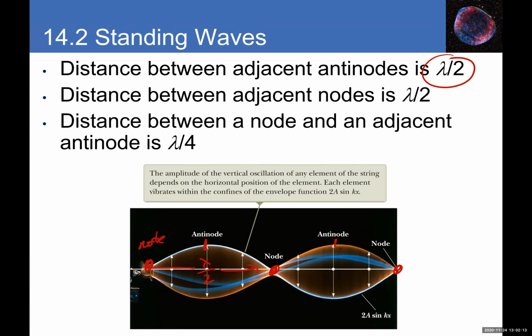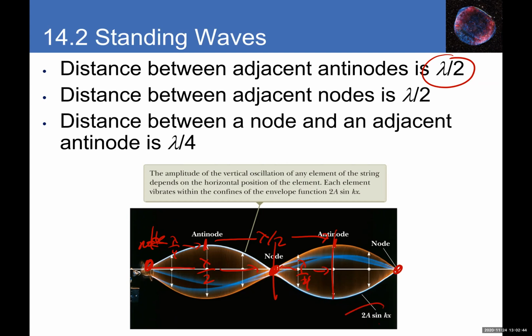Going from one antinode to another antinode is also half a wavelength distance. That means for every two adjacent antinodes or every two adjacent nodes, the distance is half a wavelength. But if you go from one node to another antinode, this is a quarter of a wavelength distance, right? Or from here, one node to another antinode, this is a quarter of a wavelength distance.